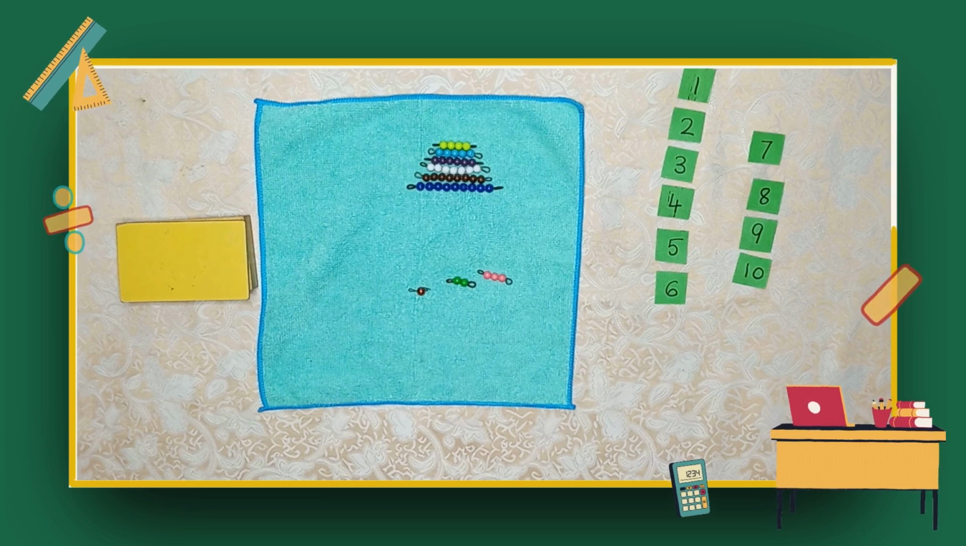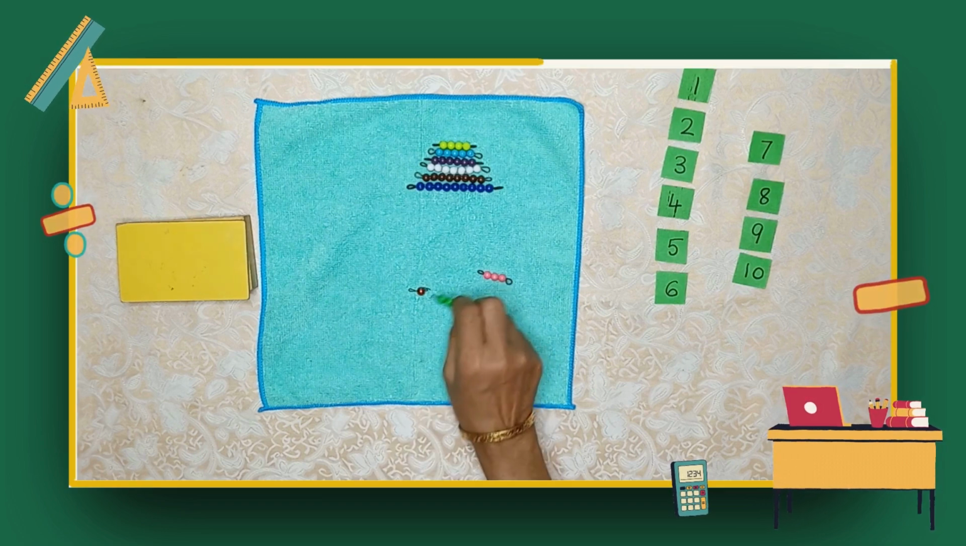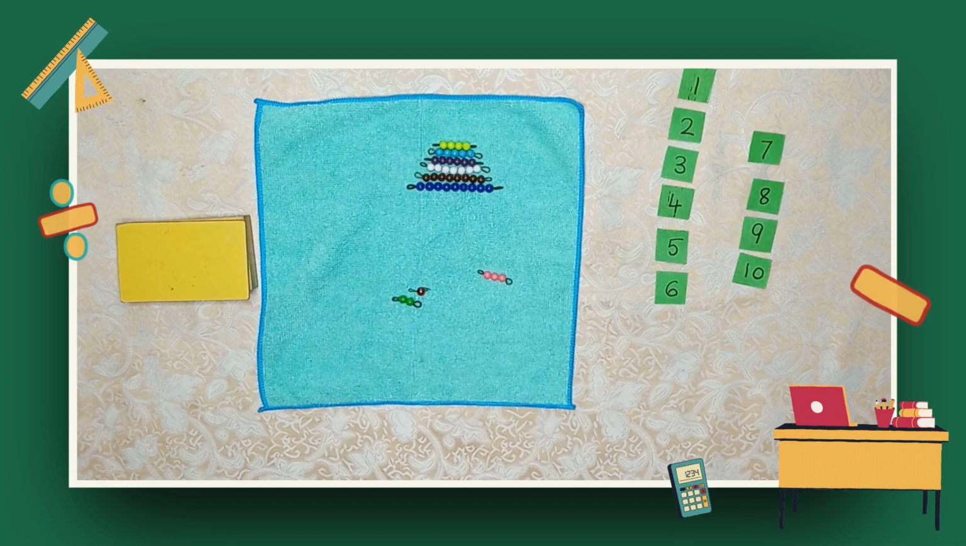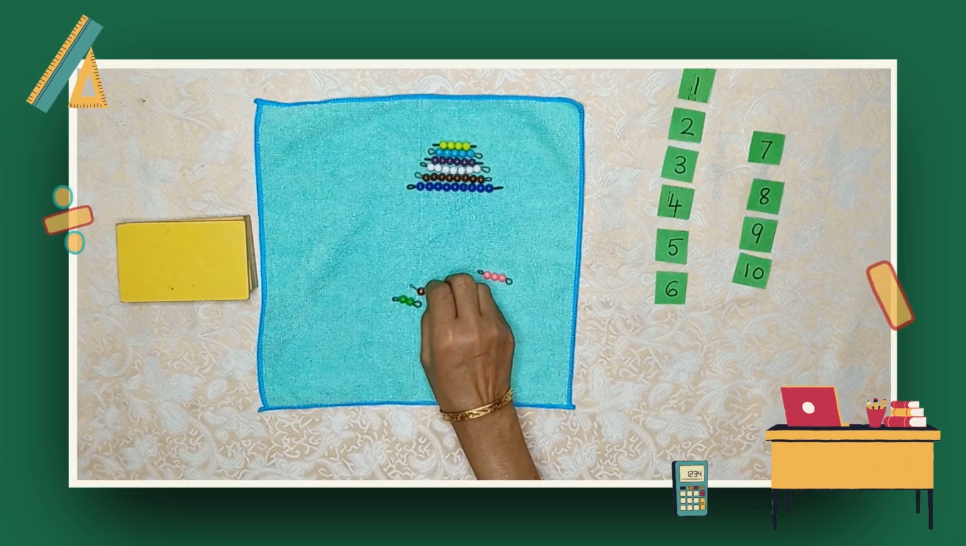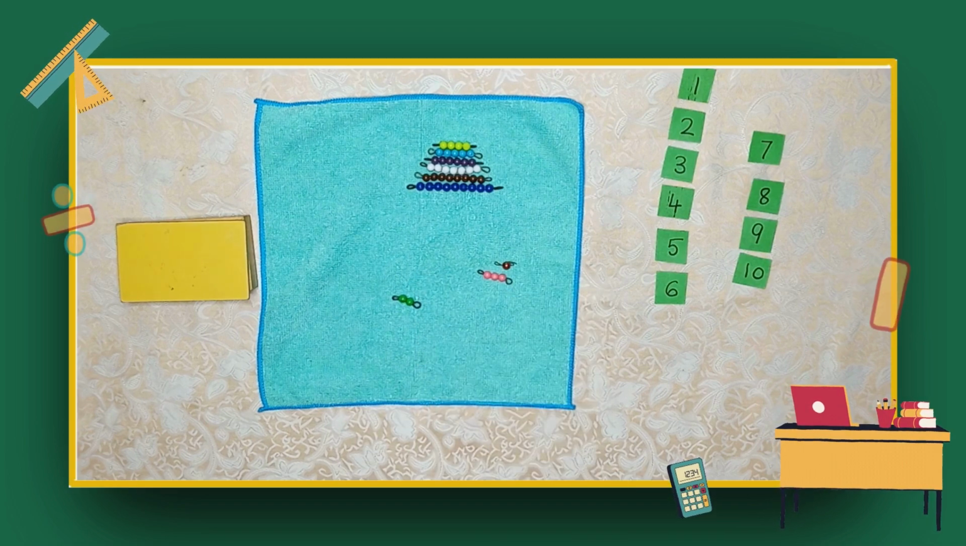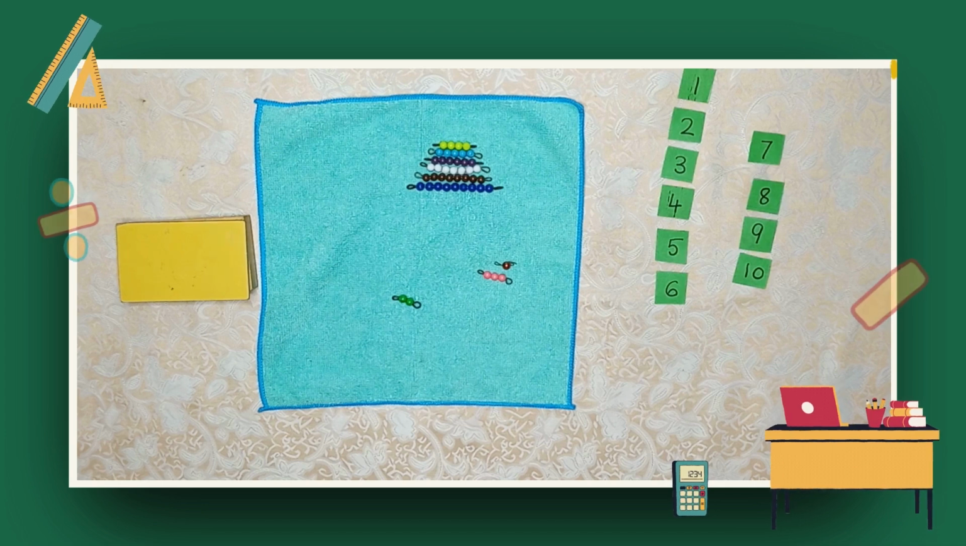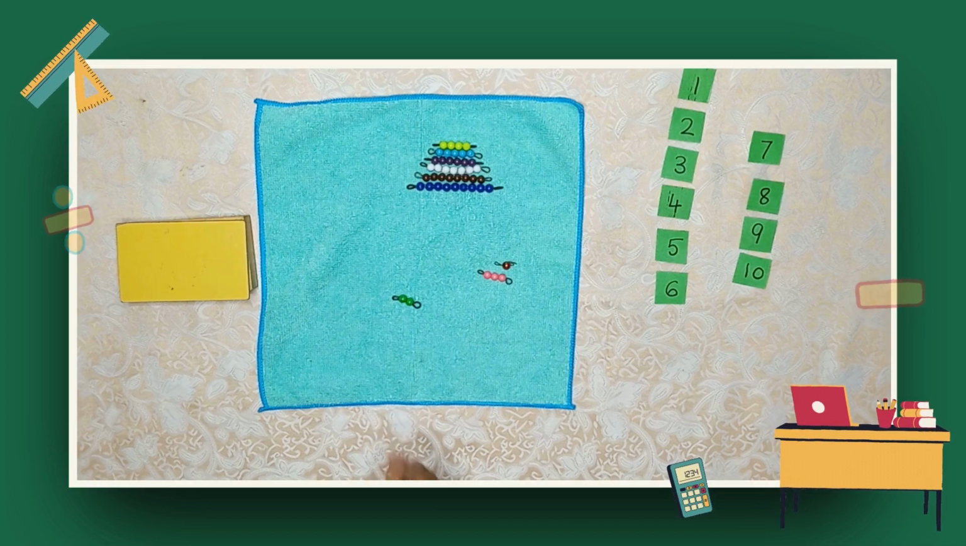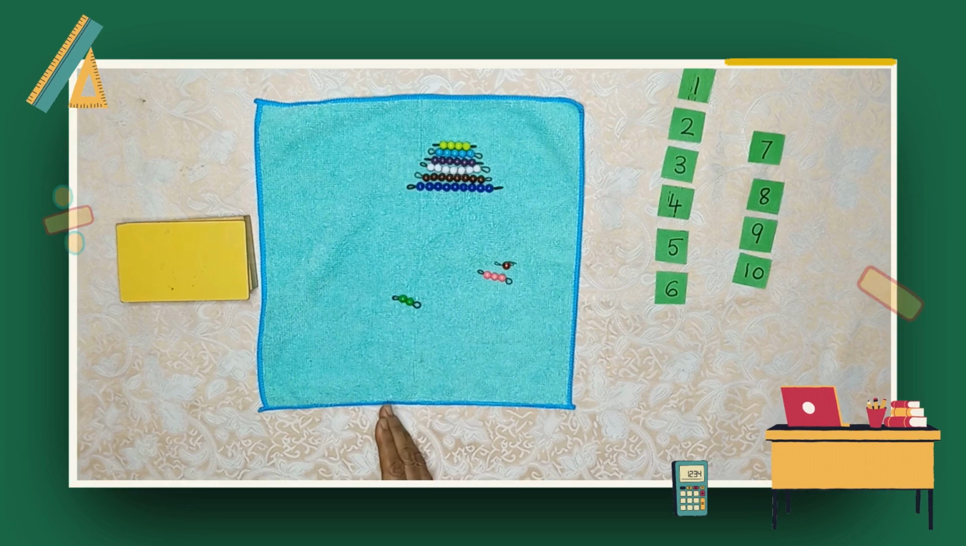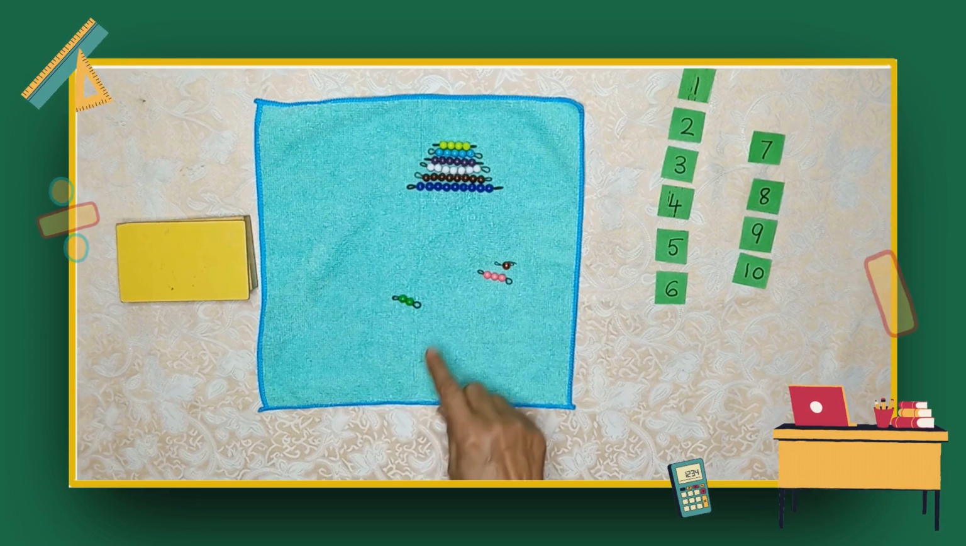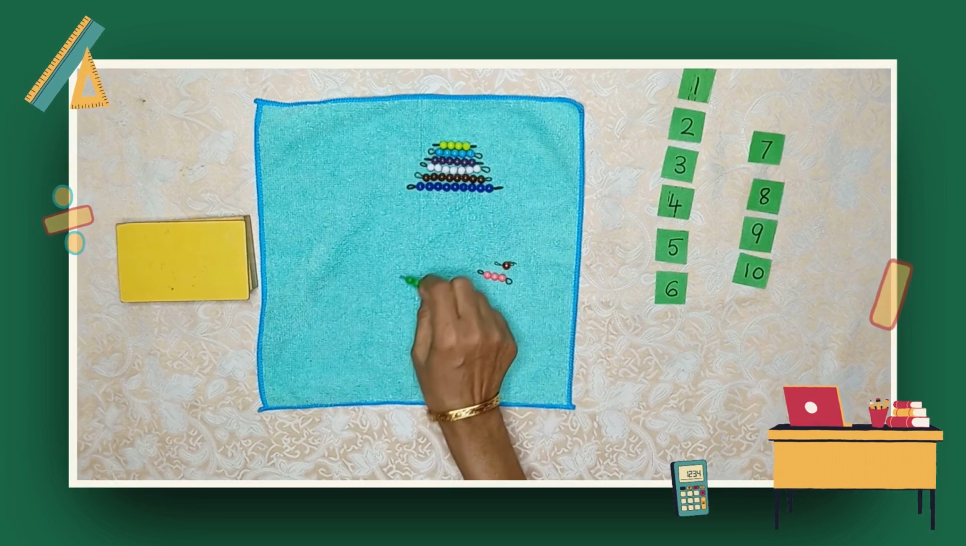Can you put 2 next to 1? Can you put 1 next to 3? This is the 3 period lesson. In this way, the child is learning the colors and the quantity. In this way, we have to do all till 9.